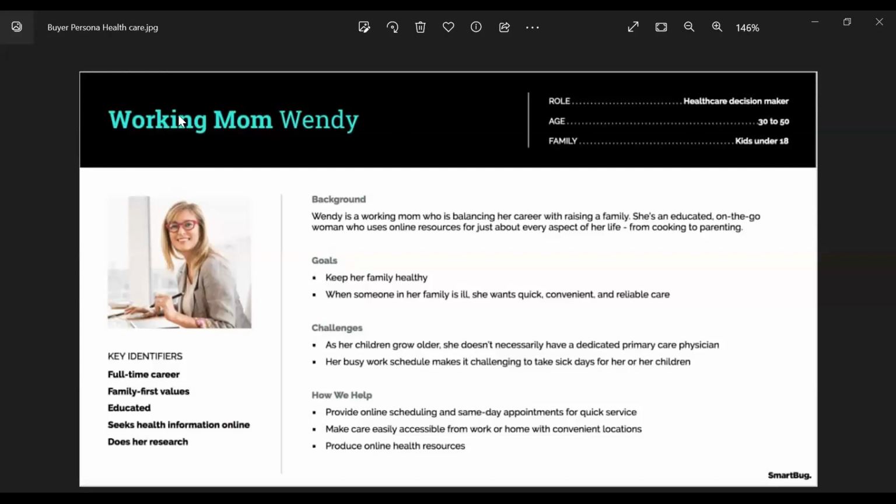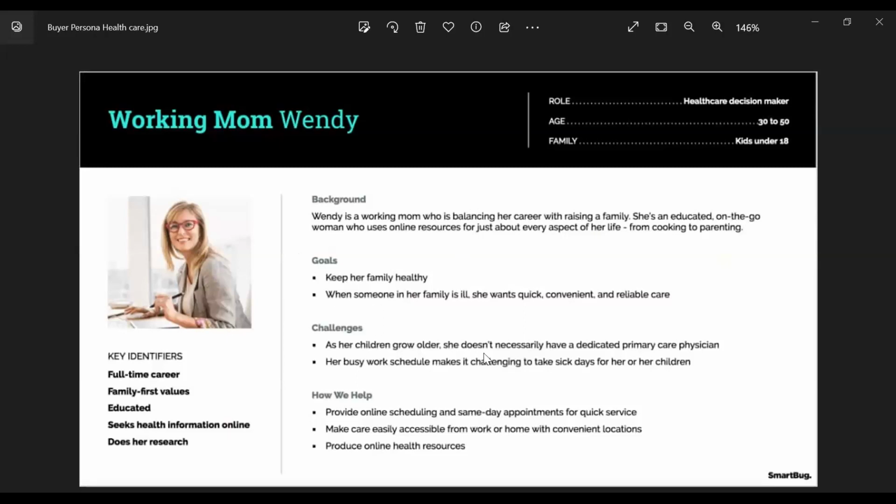Okay, it can cover for more than one person, but when you're doing a sample size, you're using a few to quantify many, to understand the habits of many. Now, Working Mom Wendy, that is what they named it. Background: Wendy is a working mom who is balancing her career with raising a family. She's an educated on-the-go woman who uses online resources for just about every aspect of her life, from cooking to parenting. Her goals: to keep her family healthy. When someone in her family is ill, she wants quick, convenient, and reliable care, right? These are her goals. These are her challenges.